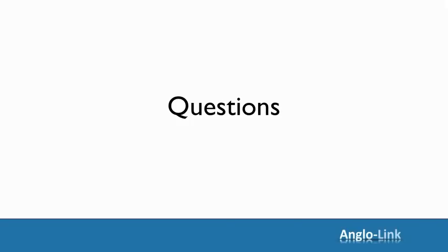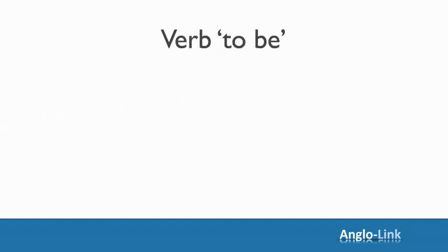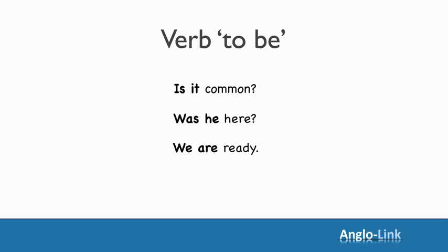Let's start by looking at how we formulate questions with the verb to be. Let's look at our first sentence with the verb to be. It is common. Simply put the verb is behind the subject, it. Is it common? That's right. Let's look at another one. He was here. Put was before he. Was he here? We're ready. Are goes before we. Are we ready? And the last example, there were many people. Were there many people?